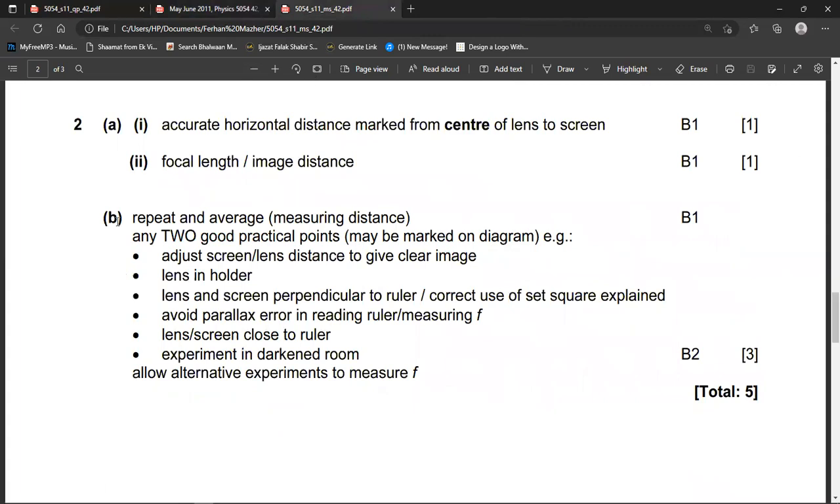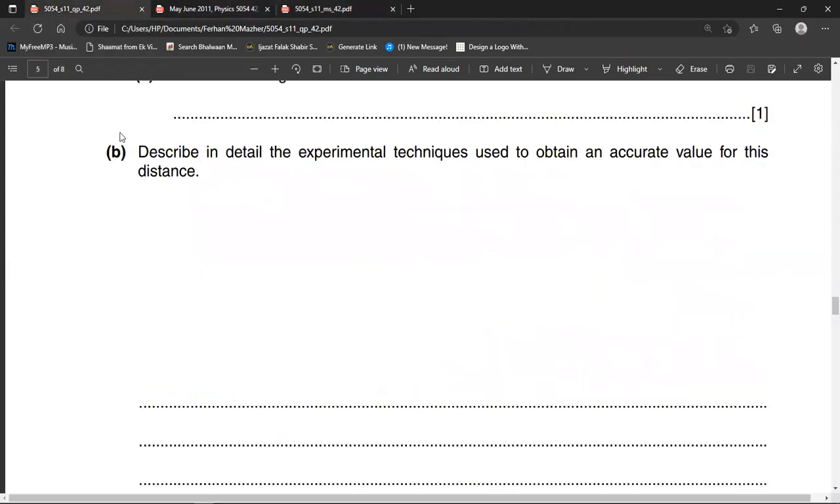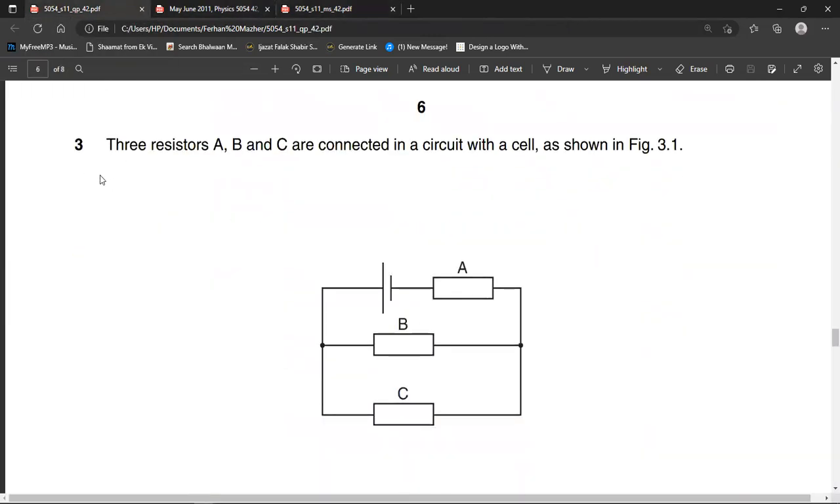A very technical answer. So question number 2, B part, its answer is showing up in the marking scheme on your screen. Okay, so we are going to the next question.